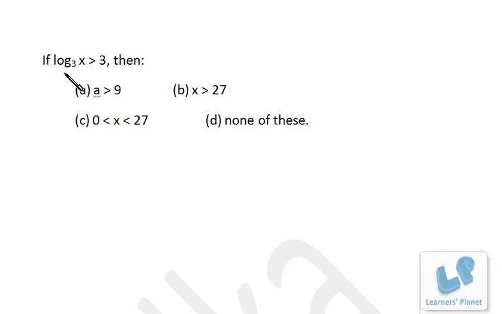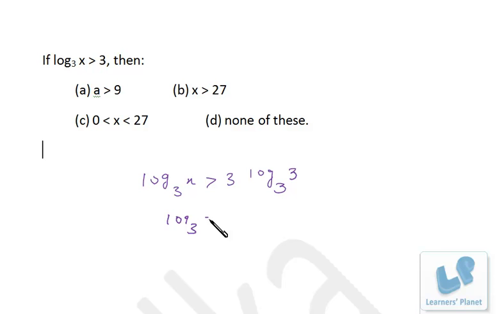Now let's see some of the inequalities based on logarithm. Here log of x to the base 3 is greater than 3. Then we have to find out which of the following options is correct, right? So what I do, here it is 3, so what I can do, I can multiply by 1. Since here base is 3, so I also take the base as 3. Now if I wish to make it 1, what I have to do, log 3 to the base 3, right?